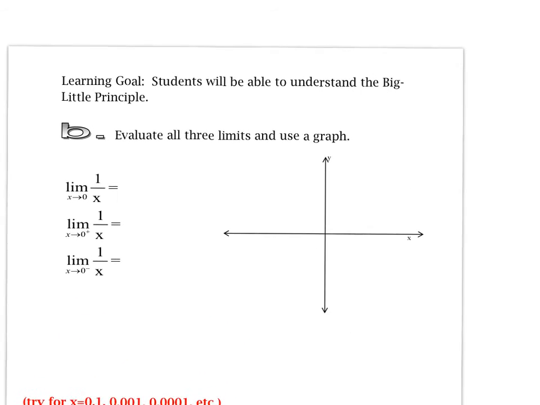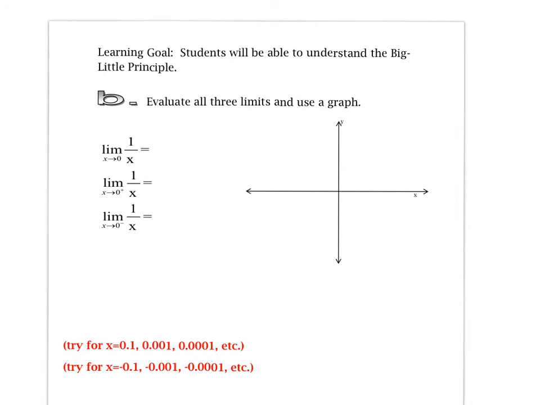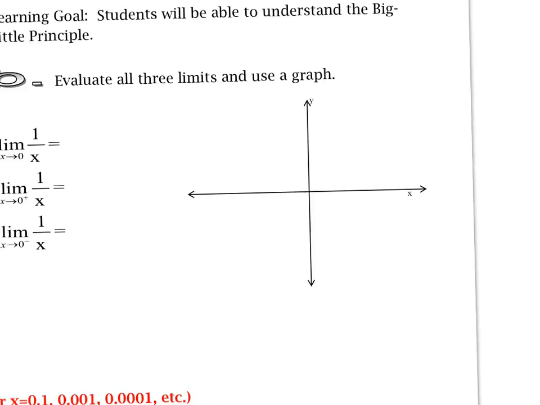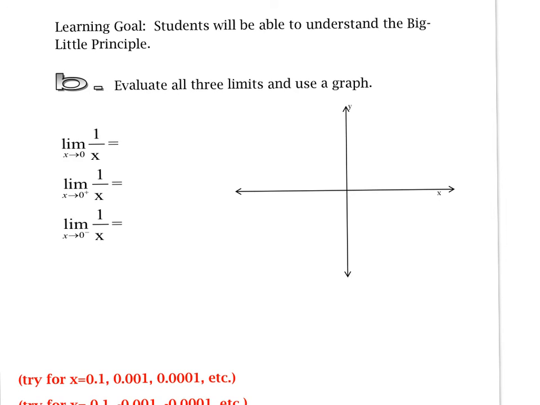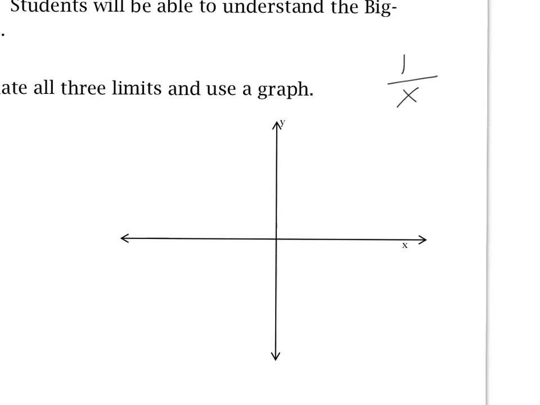So let's look at example B here. It says try to plug in some points here, and we'll play with that. But really all we're going to do is evaluate these limits, and we're going to start off by graphing it. So it's just 1 over x, and let's take a look at what that would look like.